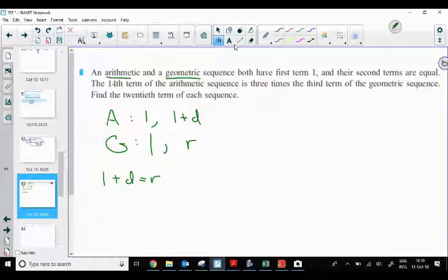I then also know that the 14th term of the arithmetic sequence is just going to be 1 plus 13d, and that's going to be equal to 3 times whatever the third term is. The third term of the geometric is going to be r squared. Once again, it's a system of equations that's easy to solve. Figure out d, figure out r, work out the 20th term of each sequence.